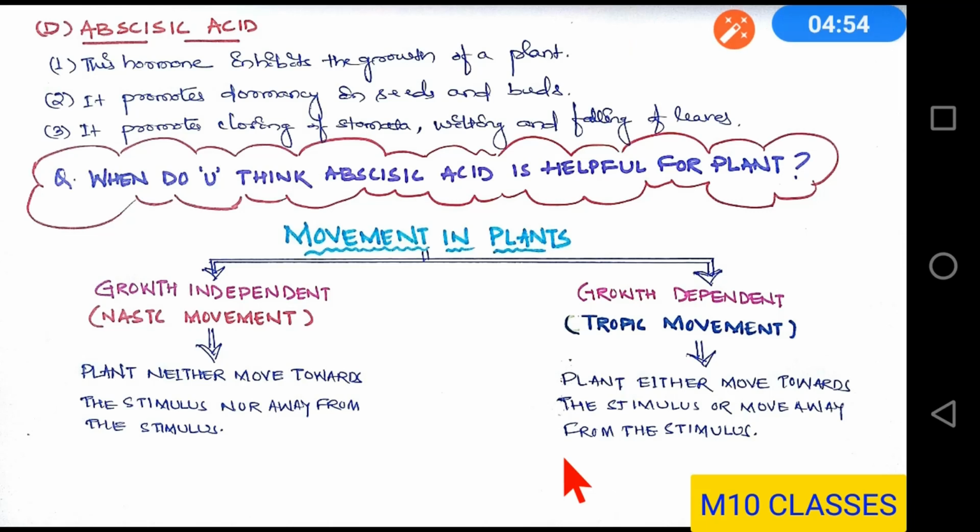Coming to abscisic acid, also known as ABA. This hormone inhibits the growth of the plants. So its nature is quite different from the other three hormones present in the plant. It inhibits the growth of the plant. It promotes dormancy in the seeds and buds. It promotes closing of stomata, wilting, and falling of leaves.